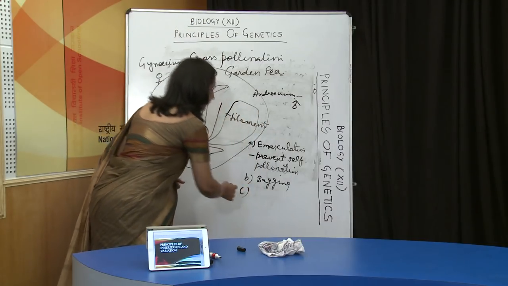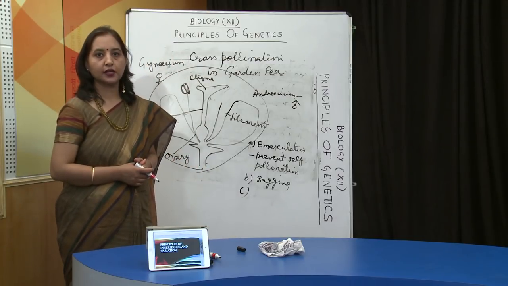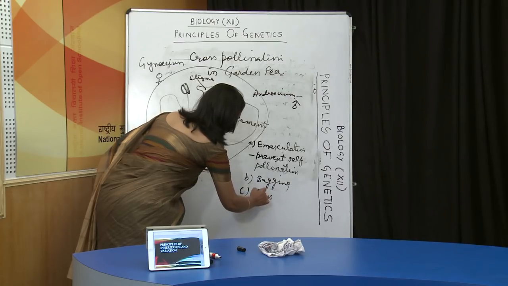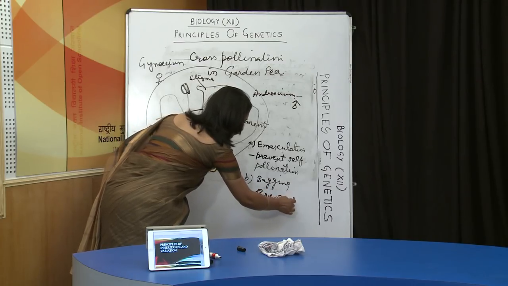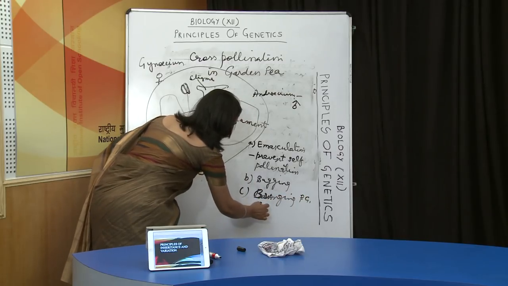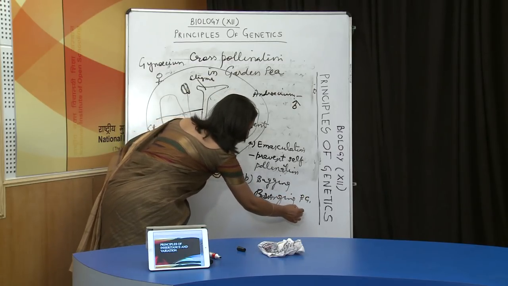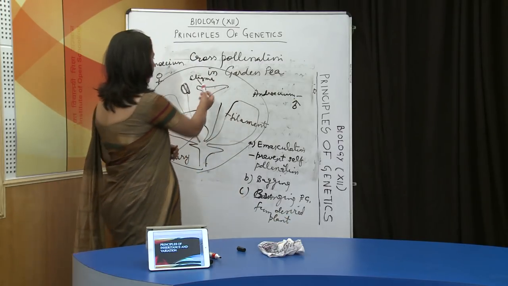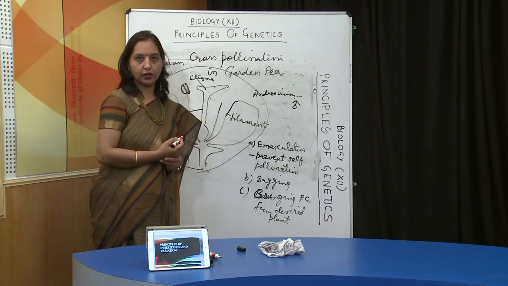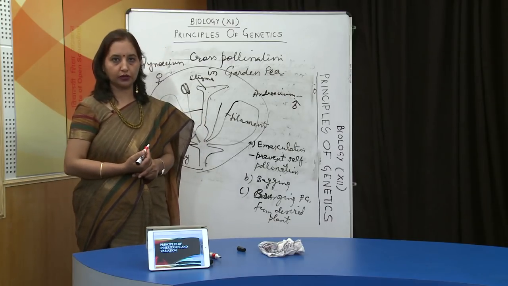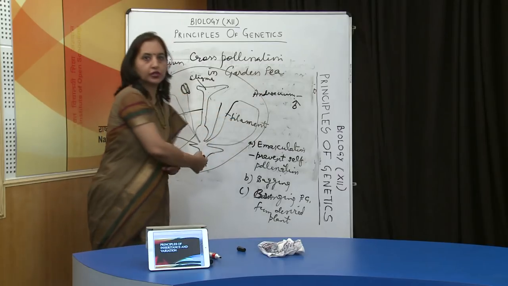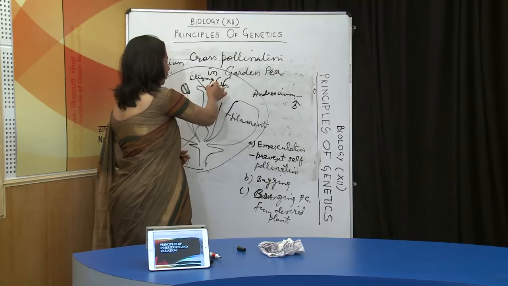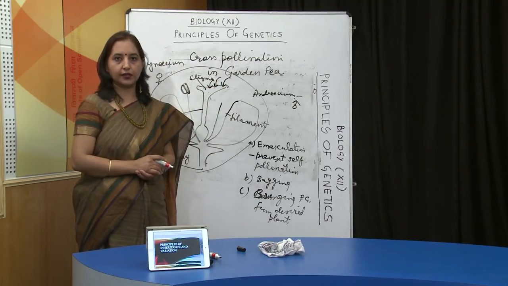The last step in cross-pollination was bringing pollen grains from the desired plant. Once the stigma becomes mature and is ready to receive the pollen grains, the polybag was removed and the pollen grains were brought from the desired plant and dusted over the stigma of the emasculated flower.